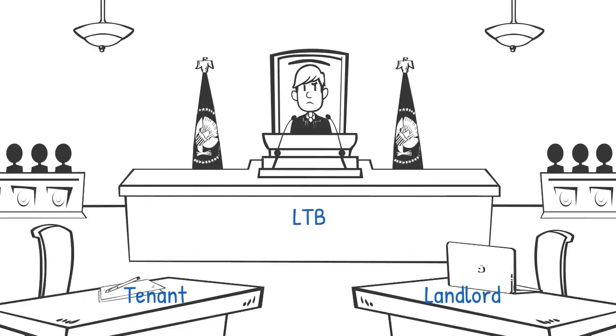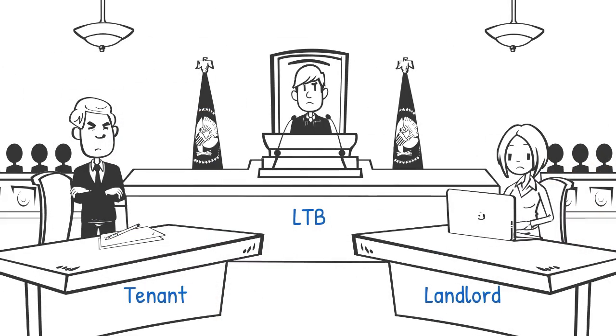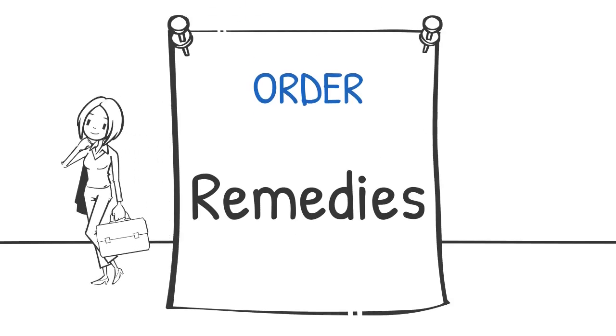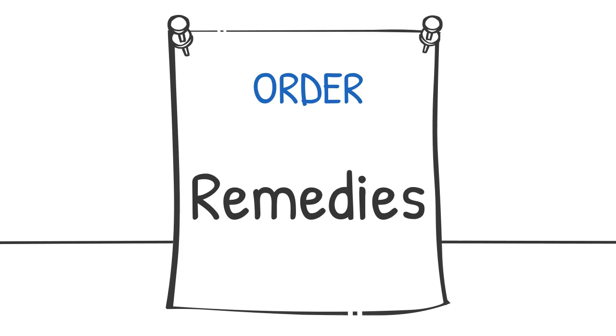If a landlord is not meeting their maintenance obligations, the tenant can apply to the Landlord and Tenant Board. If the board finds the landlord is not meeting their obligations, there are a variety of remedies the Landlord and Tenant Board can order, such as allowing the tenant to not pay rent until the repairs are completed.